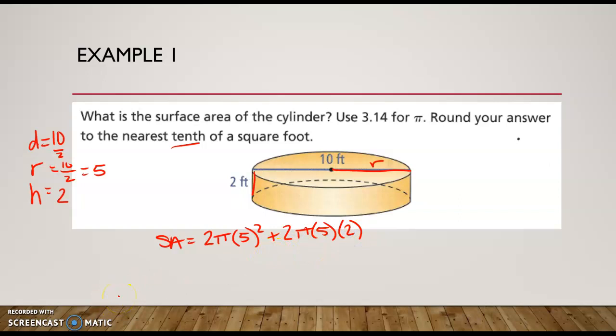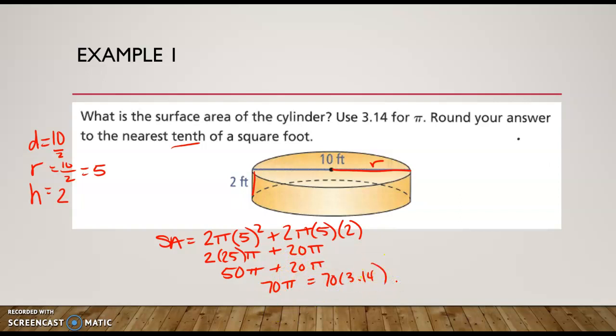Now I like to work everything out and then multiply by 3.14 in the end. So 5 squared would be 25. So here we have 2 times 25 times pi plus 5 times 2 is 10 times 2 is 20. So 20 pi. And then I'm going to do 2 times 25, which is 50. So we have 50 pi plus 20 pi. And then because these both have pi's, like terms, I can combine them. 50 plus 20 is 70. So right now I'm at 70 pi, so that's going to be the same as 70 times 3.14.